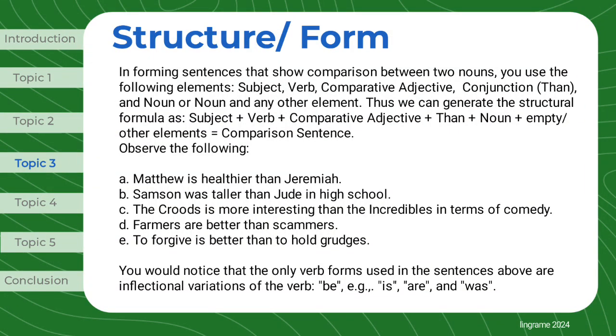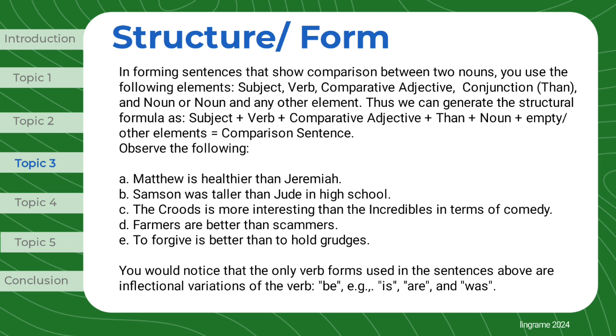Structure of comparison sentences. In forming sentences that show comparison between two nouns, you use the following elements: subject, verb, comparative adjective, conjunction, than, and noun or noun and any other element. Thus we can generate the structural formula as subject plus verb plus comparative adjective plus than plus noun plus empty or other elements. Observe the following: Matthew is healthier than Jeremiah.